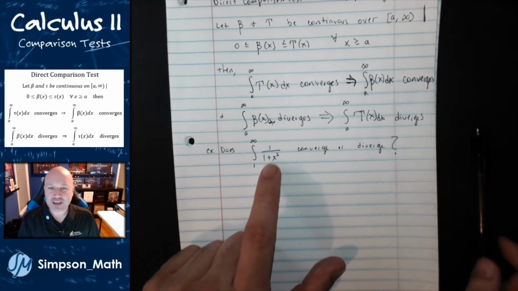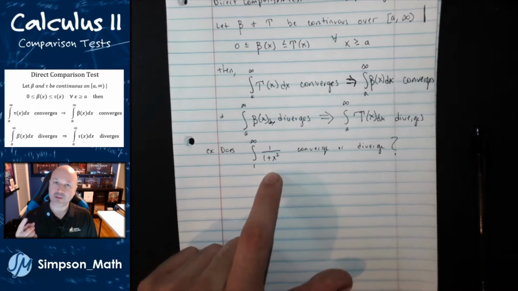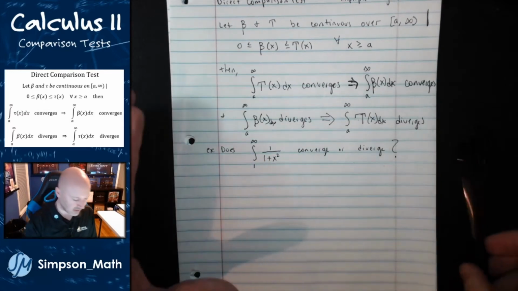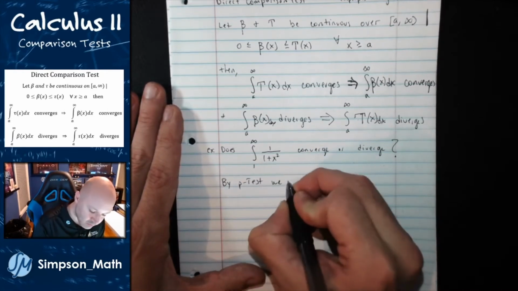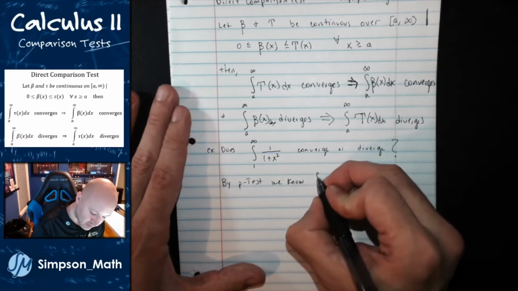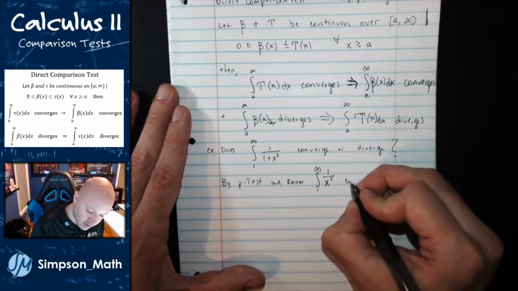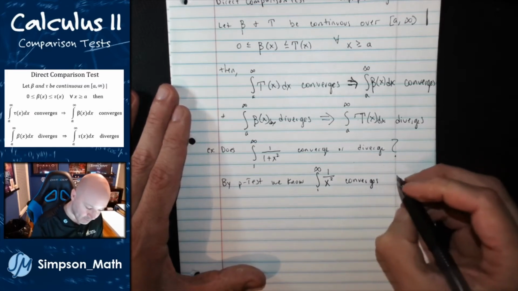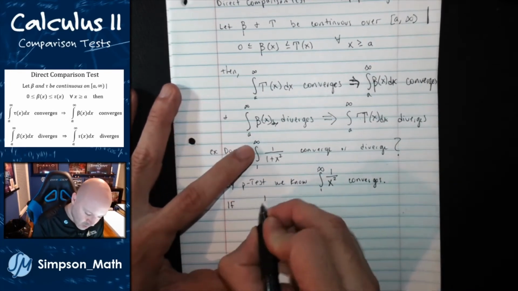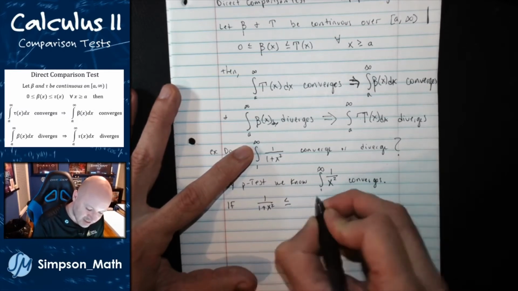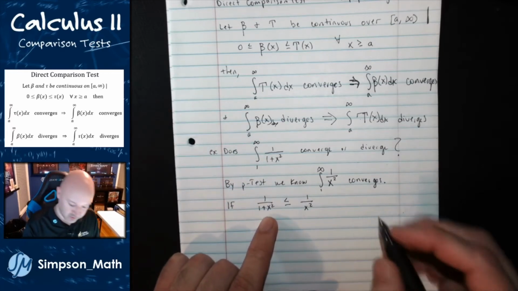So if I can show that this is even smaller than 1 over x squared, then by the direct comparison test, it would also have to converge. Let me say that. By the p-test, we know that the integral from 1 to infinity of 1 over x to the 2nd power converges. If 1 over 1 plus x squared is less than or equal to 1 over x squared, then it will also converge.